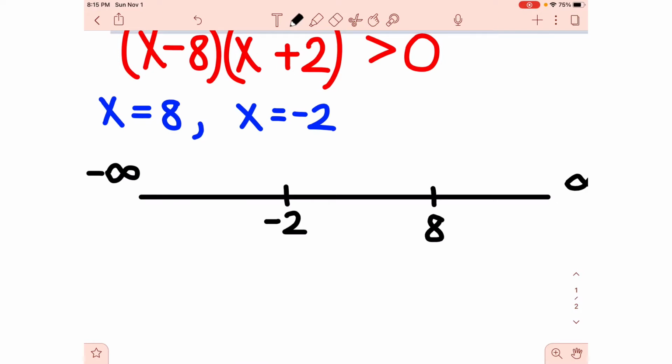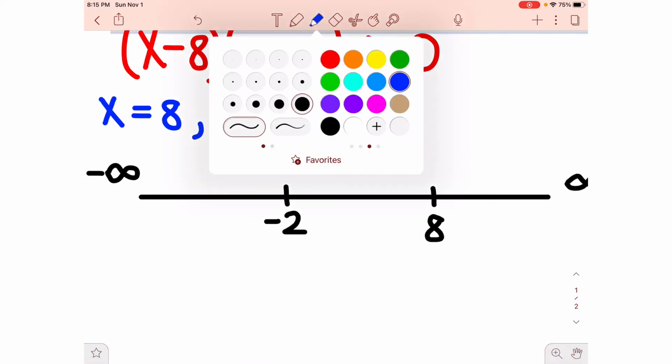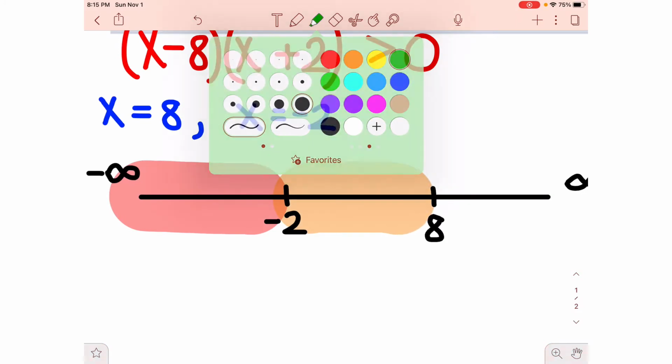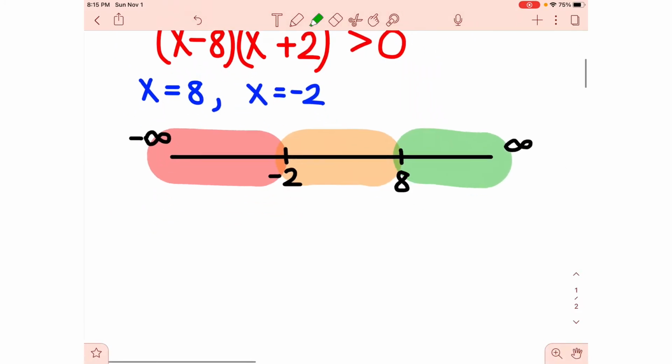So all that means for me right now is that they go on the number line. And 2 critical values is going to create 3 intervals. So there's one interval here, there's another interval in the middle, and then of course there's one last interval outside.